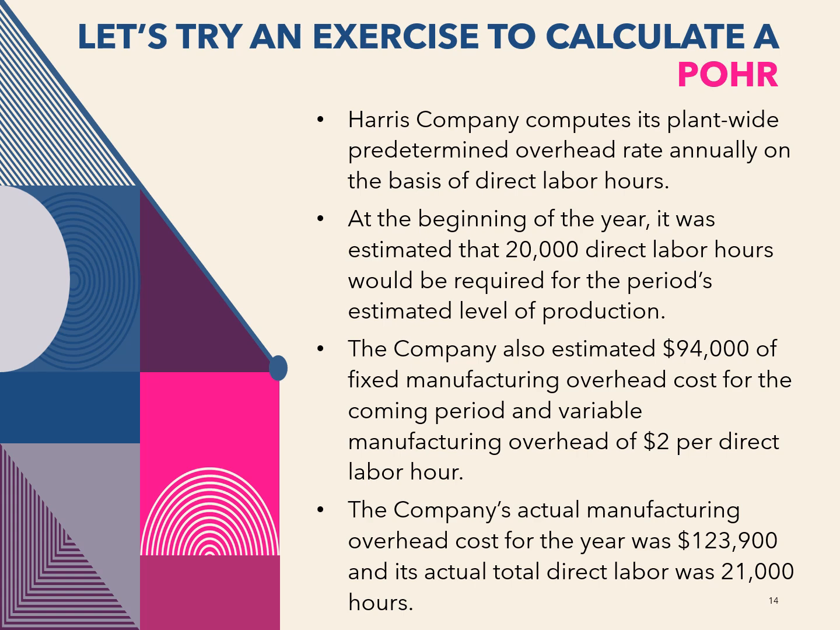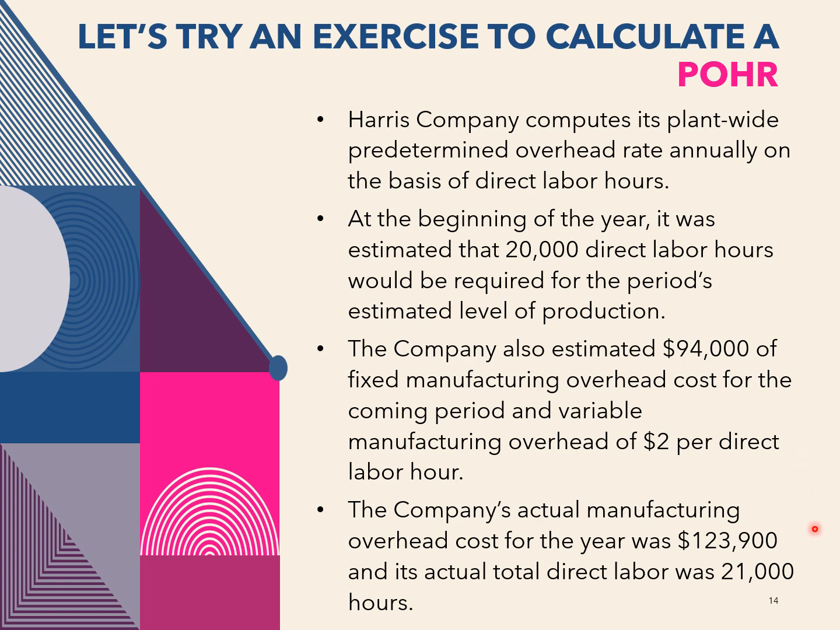Now it's a good time to do an exercise to calculate a predetermined overhead rate. Here is the question. Harry's company computes its plant-wide predetermined overhead rate annually on the basis of direct labor hours. At the beginning of the year, it was estimated that 20,000 direct labor hours would be required for the period's estimated level of production. The company also estimates $94,000 of fixed manufacturing overhead costs for the coming period and variable manufacturing overhead of $2 per direct labor hour.